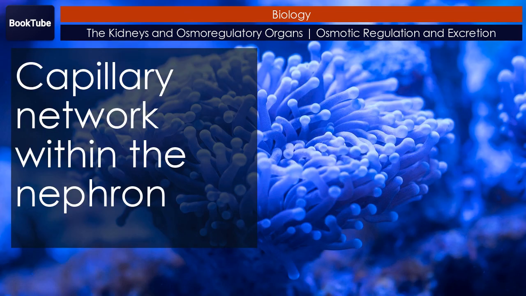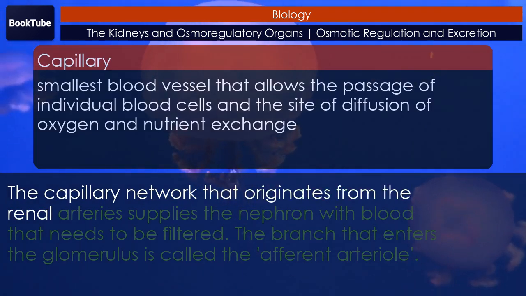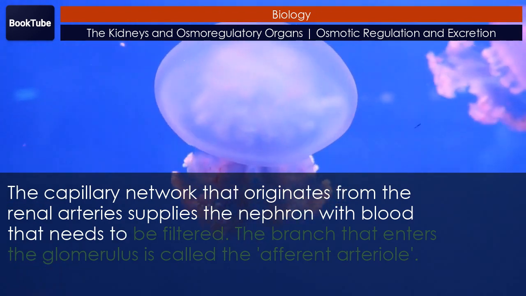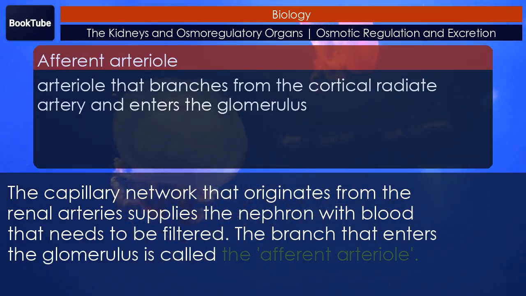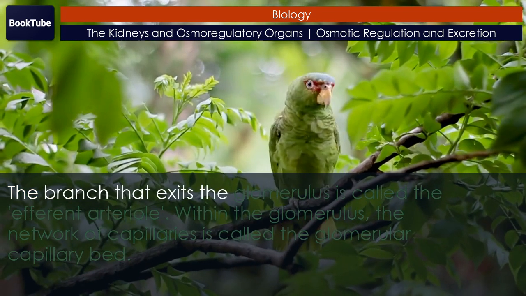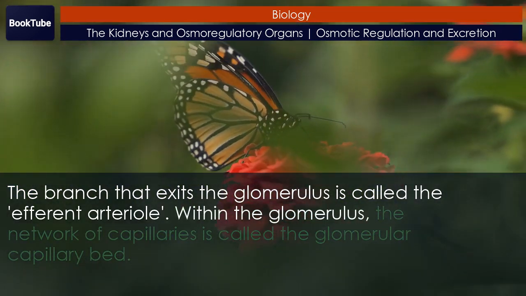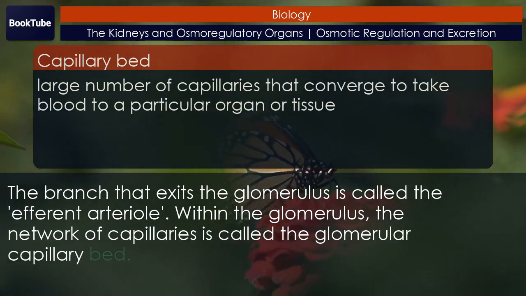Capillary network within the nephron. The capillary network that originates from the renal arteries supplies the nephron with blood that needs to be filtered. The branch that enters the glomerulus is called the afferent arteriole. The branch that exits the glomerulus is called the efferent arteriole. Within the glomerulus, the network of capillaries is called the glomerular capillary bed.